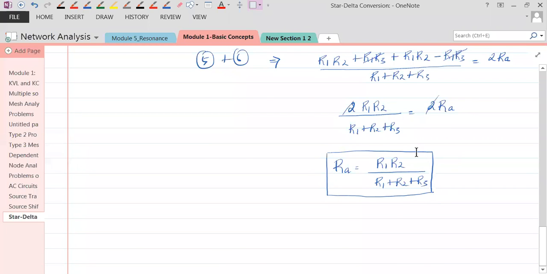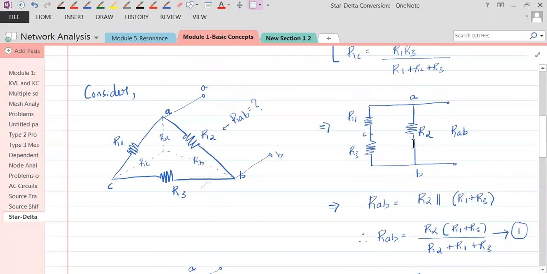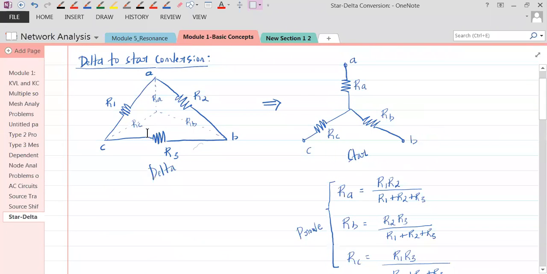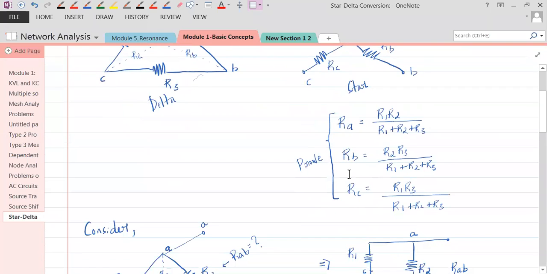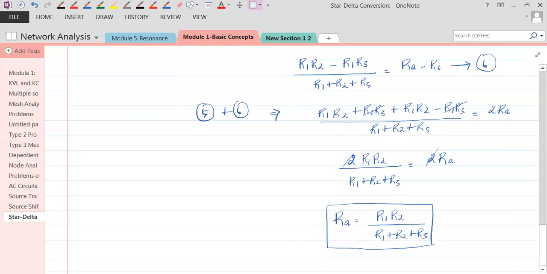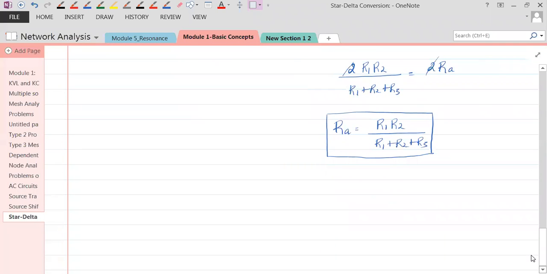So that is the equation we had got earlier. See, what is RA? RA is R1 R2 divided by the sum of all the resistors. Similarly, RB and RC you can obtain. On similar grounds we can obtain our RB equal to R2 R3 divided by R1 plus R2 plus R3.